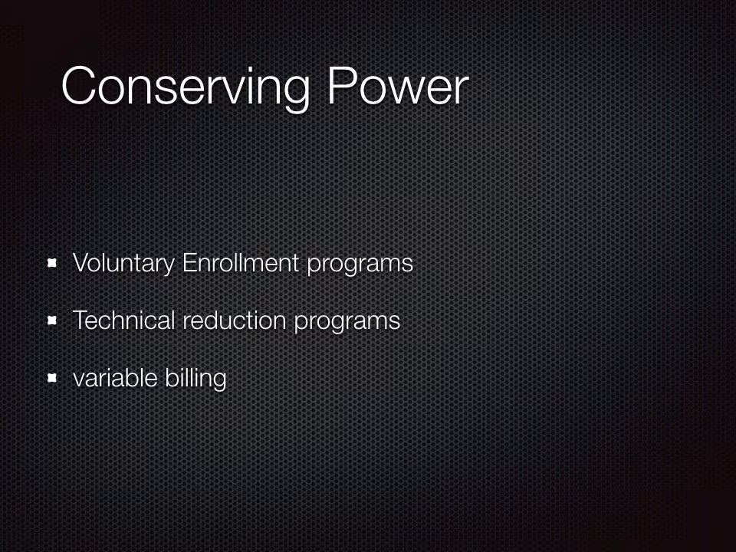One more option is variable billing. This is a time-based option where the utility charges more for surge peak times and charges less when there is less demand for power. This is due to the fact that peaking generation is most expensive. And as a result, they can save money on running that generation if people are voluntarily reducing their demand by being billed at a higher rate.